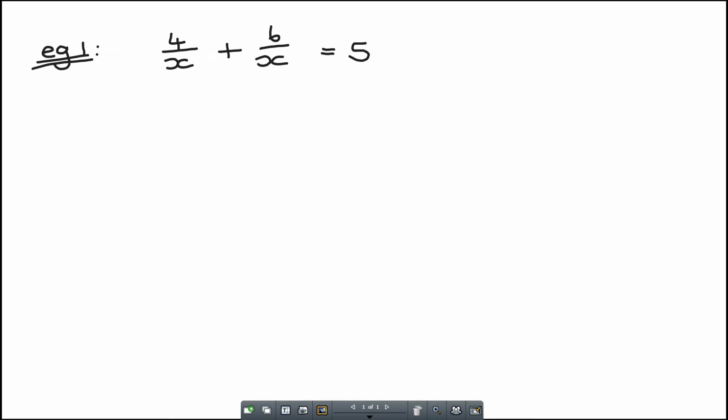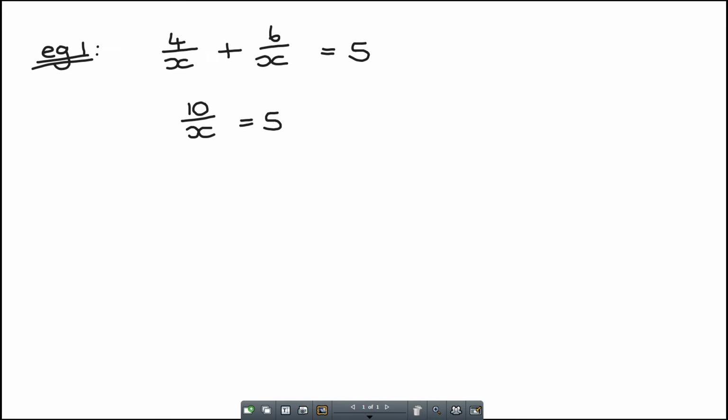okay, right. So the denominator is the same. They're both x. Now when that happens, we can go and, in this case, add. What do we then add? We add the numerators. It's still algebraic equations, so it's still part of chapter 17. Okay, so we're going to add the numerators. So the 4 plus the 6 is going to give me 10. And the denominator, remember, it stays x.